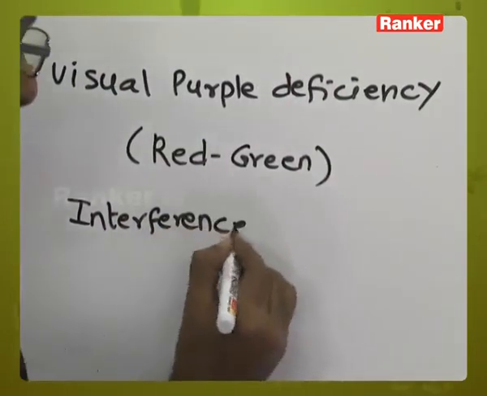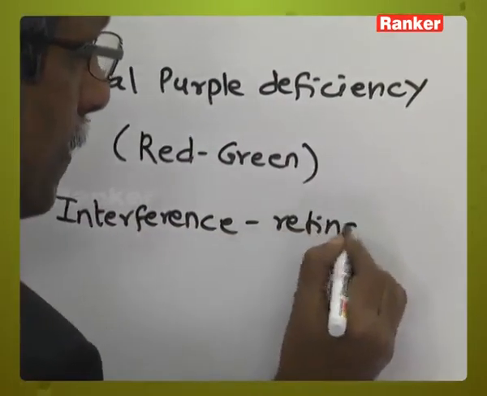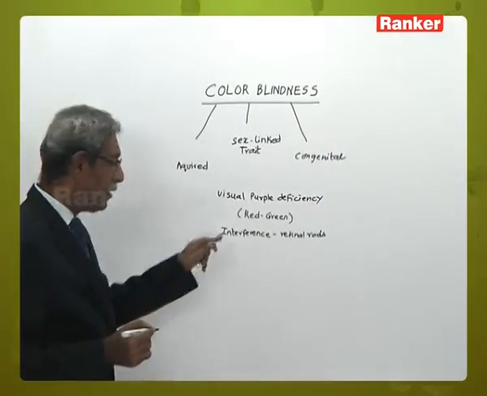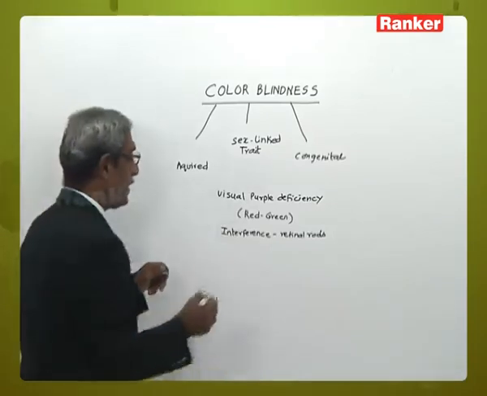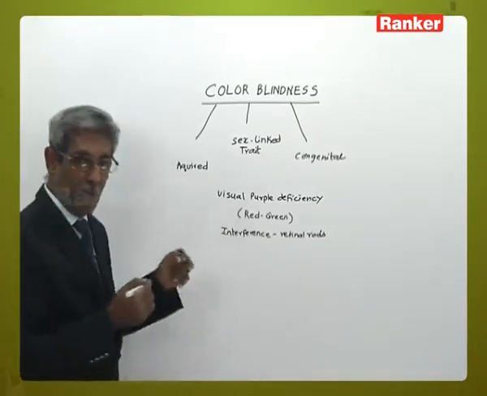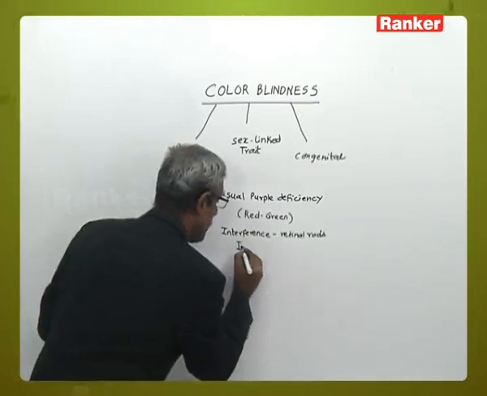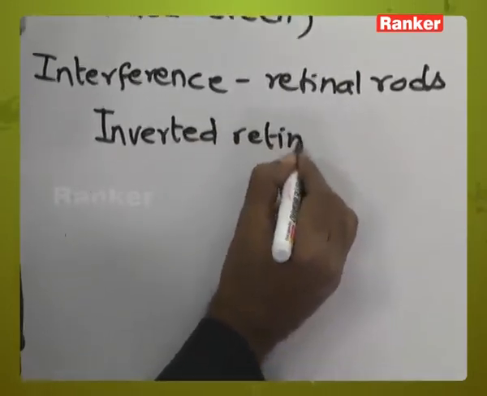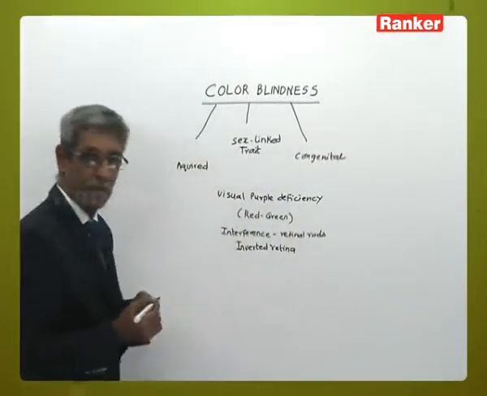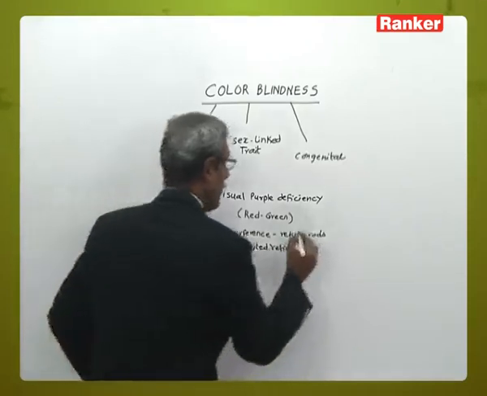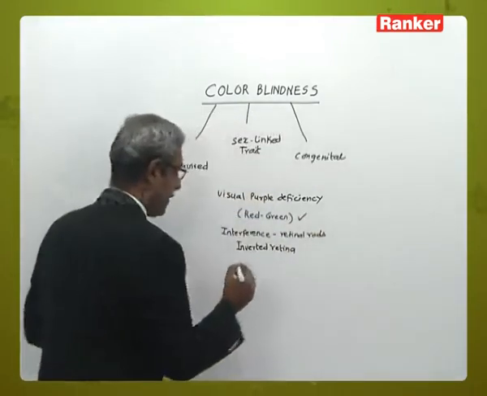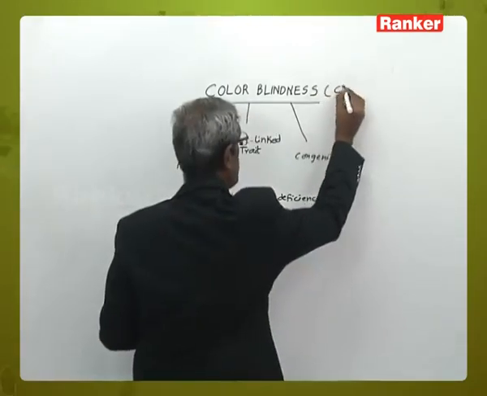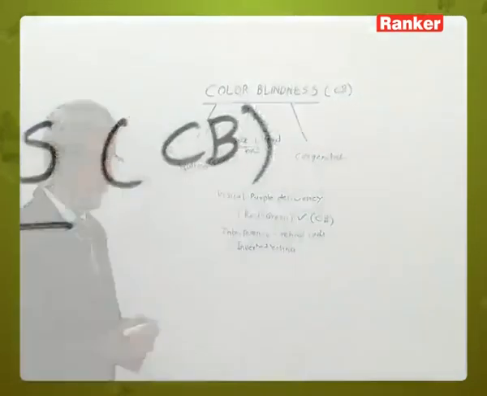Due to the interference of the retinal rods. The retinal rods have, in the case of color blindness, the presence of an inverted retina. An inverted retina occurs in the eye. Thereby, it results in the formation of red-green color blindness.